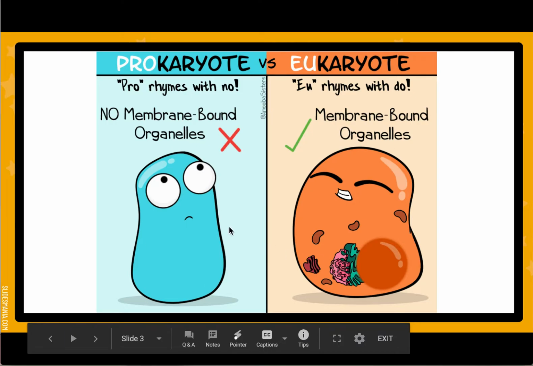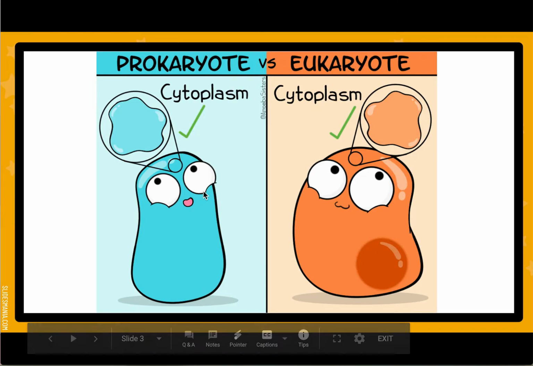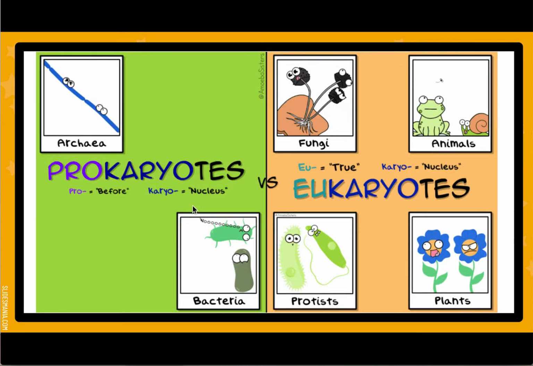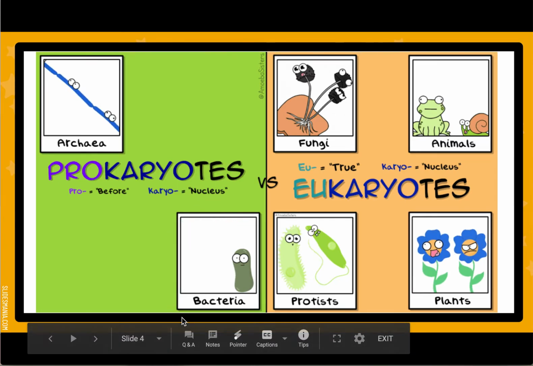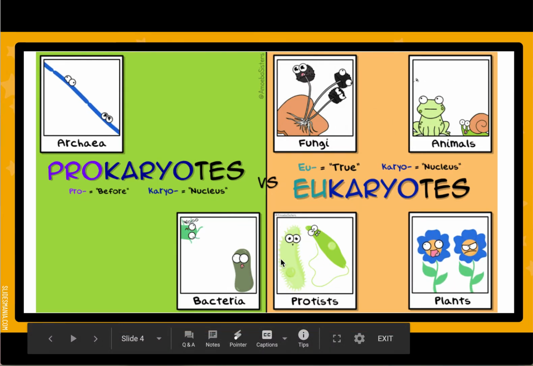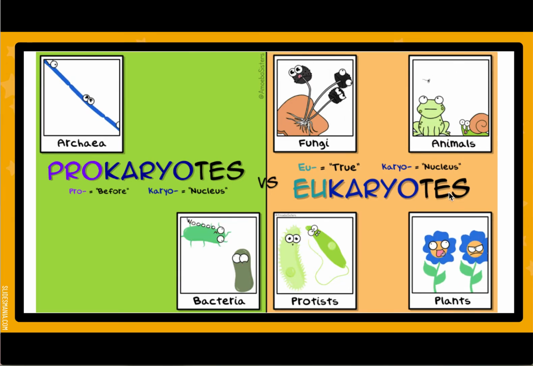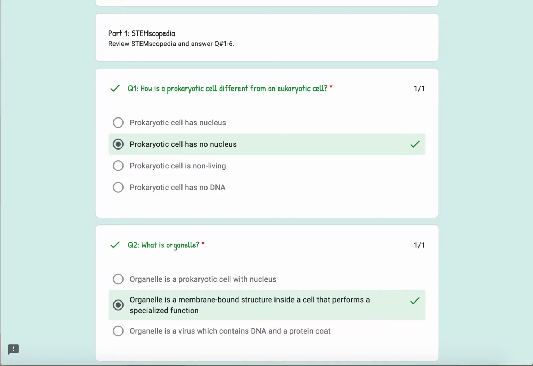Because the prokaryotic cell is a lot more simple and does not have all these organelles nor a nucleus, they only exist in very simple organisms like bacteria. Versus eukaryotic cells, we do see that in fungi, protists, plant cells, animal cells. So most of the cells that we see, including the cells that we have, are eukaryotic cells.